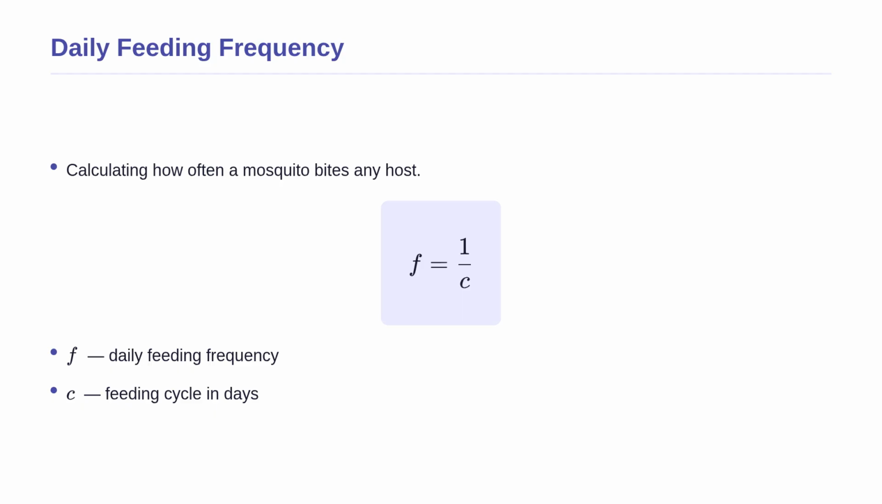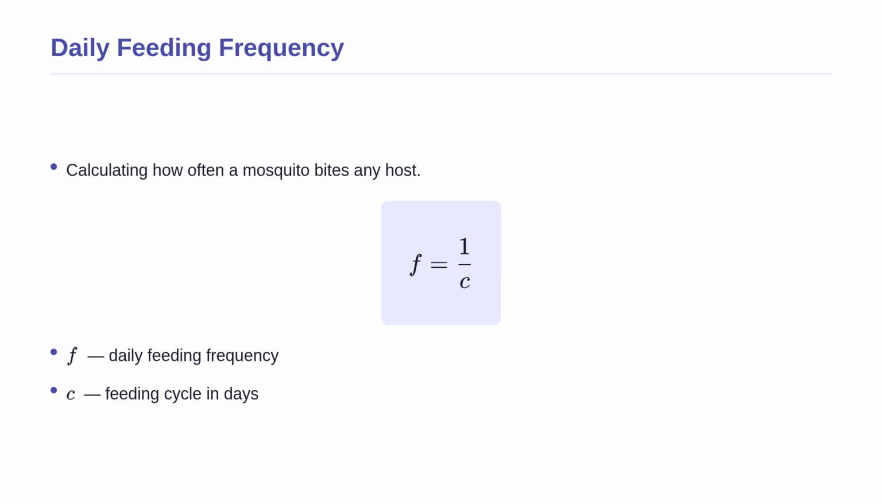Before we can calculate the total bites on a human, we must understand the baseline biting activity of the insect. This is represented by the daily feeding frequency formula. Conceptually, this is simply the inverse of the insect's feeding cycle. The symbol F represents this daily feeding frequency. If a mosquito takes a blood meal every 4 days, we divide 1 by 4 to get 0.25. This means it takes 1/4 of a blood meal per day.